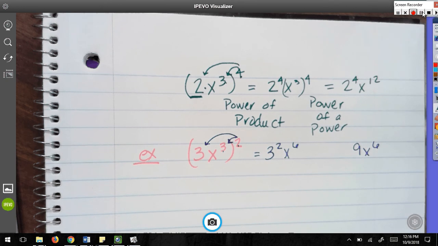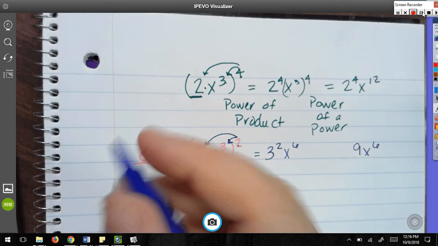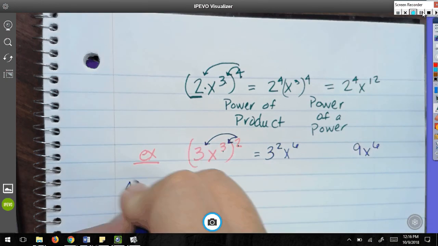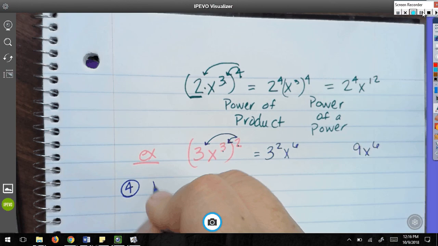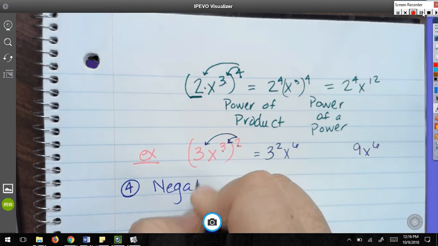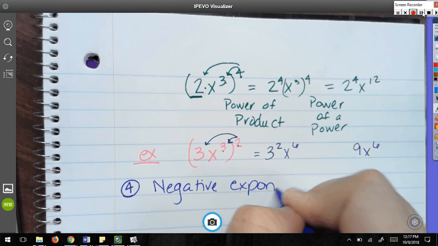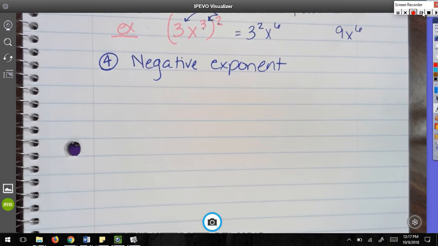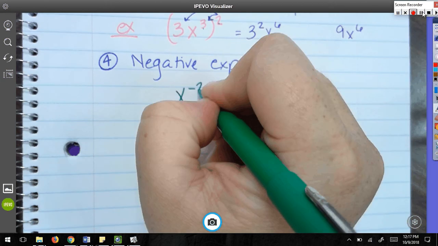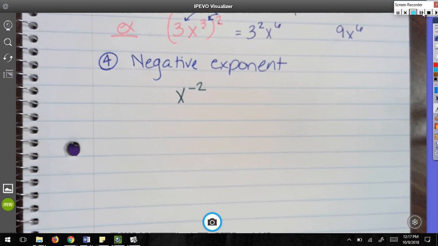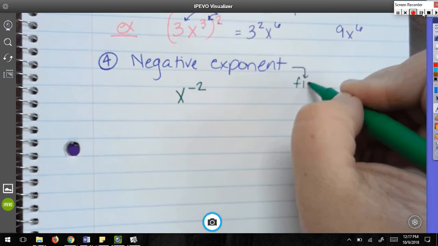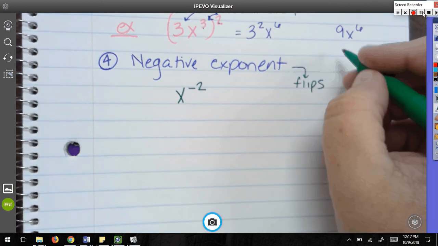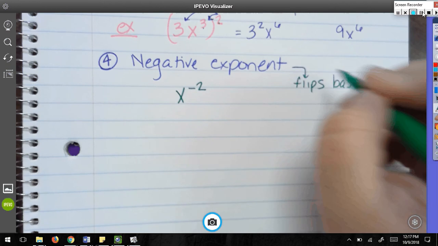Alright, so now let's look at the fourth property. The fourth property is the negative exponent property. Okay, so a negative exponent does not make the number negative. Don't make that mistake. If I have a negative exponent, let's say a negative 2, what happens is it flips the base and it makes the exponent positive.